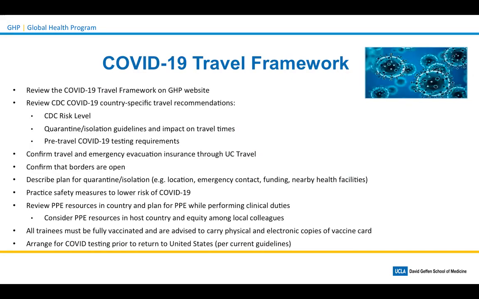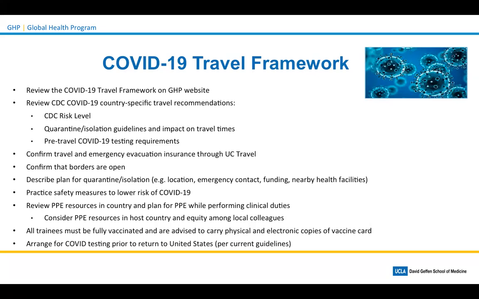We will also cover our COVID-19 travel framework, so please go to our Global Health Program website and review it. In summary, review the CDC COVID-19 country-specific travel recommendations. This will include the CDC risk level, any specific quarantine or isolation guidelines, and how that might impact your travel time, which is important for trainees. So be sure to mention any of this to your program director.